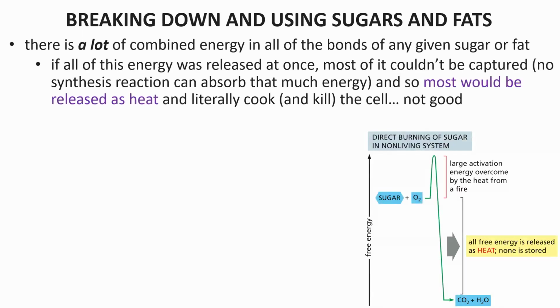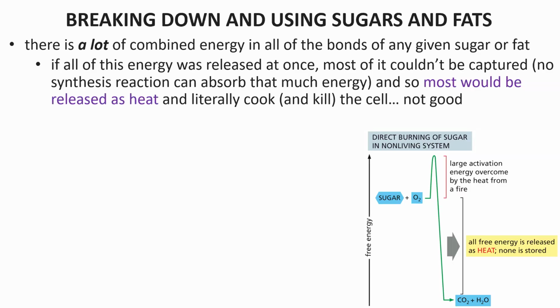If all of the energy of these bonds was released at once, if we could somehow fully and completely metabolize a sugar or a fat all at once, the amount of energy released would literally be explosive. There's no enzymatic process, there's no anabolic enzyme that has the ability to capture all of that energy in one shot. And so whatever would be capturable would be captured, and the rest of the energy would be released as enthalpy, as free energy, as heat.